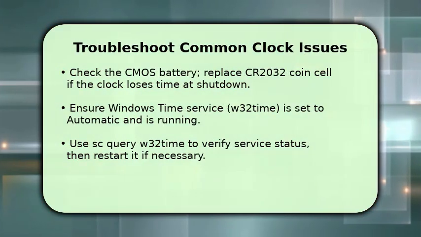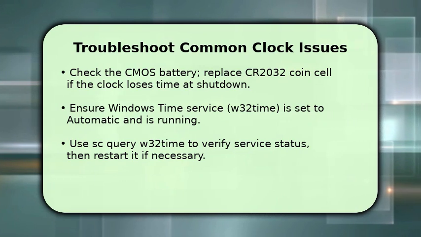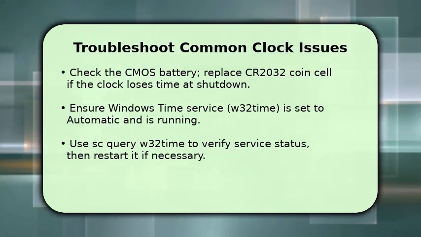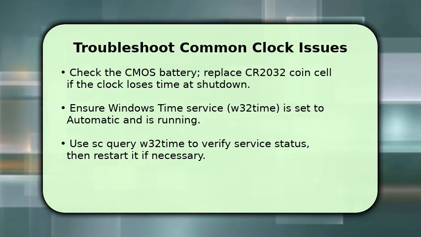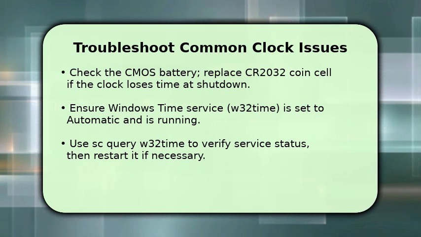If the clock repeatedly loses time, open your PC and check the CMOS battery voltage. Replace the CR2032 coin cell battery when the system loses time after full shutdown or unplugging.